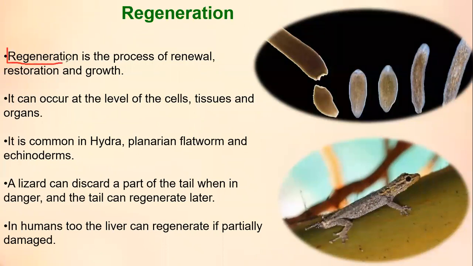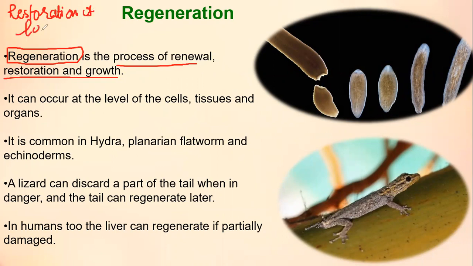Regeneration. What do you mean by regeneration? The process of renewal, restoration of the lost part. Regeneration can be defined as the restoration of the lost part. Restoration of the lost part can be called what? Regeneration. It occurs at the level of cells, sometimes in tissues and organs also. For example, the organ that has regeneration capacity in our body is the liver. Clear? Then it is common in Hydra.